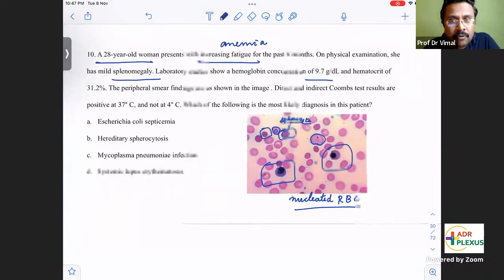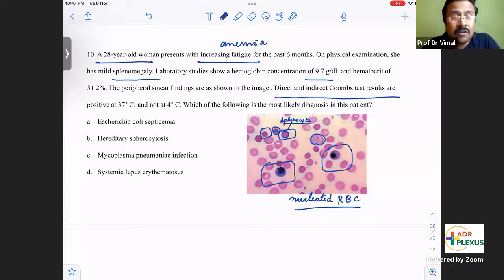Another very important clue for the diagnosis: direct and indirect Coombs test results are positive. Coombs tests being positive means there is some antibody present, and that antibody is destroying the RBCs. These antibodies are positive at 37 degrees centigrade, but not at 4 degrees centigrade. That means they are warm antibodies. Warm antibodies are positive at 37 degrees centigrade. With the clinical scenario of a female with hemolytic anemia, the diagnosis here is systemic lupus erythematosus, which is one of the causes of warm autoimmune hemolytic anemia.